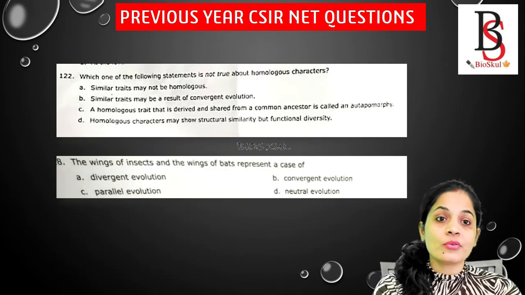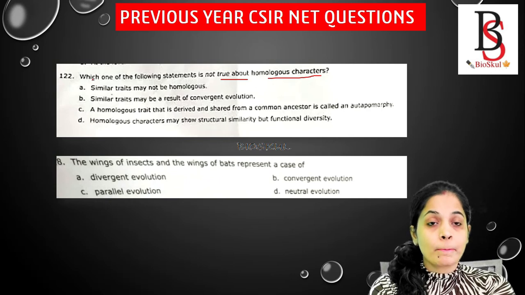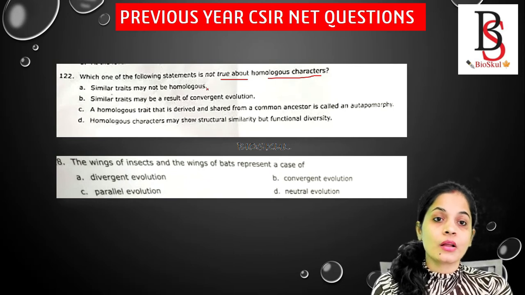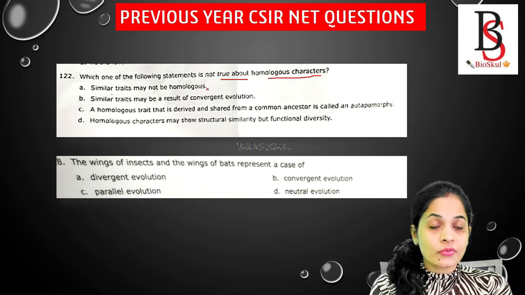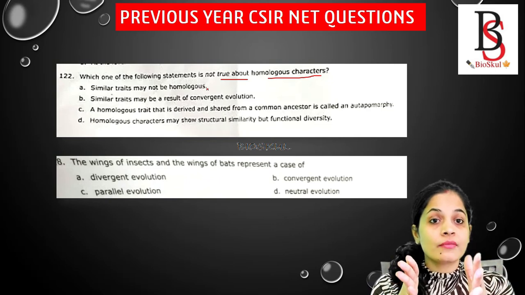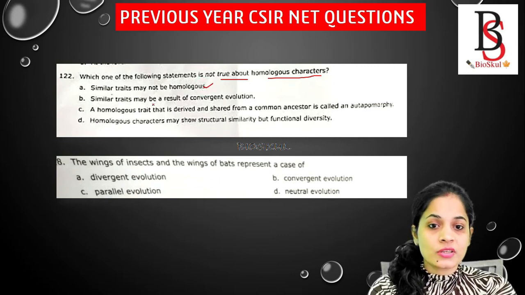Okay, now we'll look into some previous year questions. Which one of the following statements is not true about homologous characters? Homologous means same structure and also the same origin, but they have different functions. So let's look into the options. Similar traits may not be homologous. Similar traits that lead to analogous structure, right? When different groups of organisms develop a similar trait, that is called analogous structure. So this one is true.